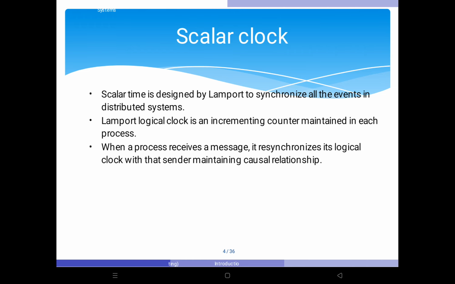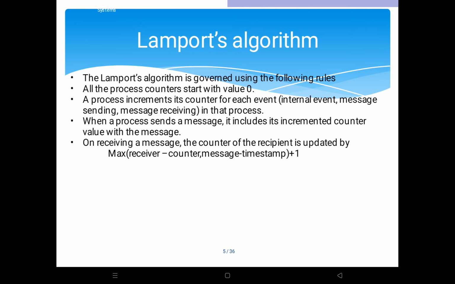What do you mean by scalar clock? A scalar time is designed by Lamport to synchronize all the events in distributed system. A Lamport logical clock is an incrementing counter maintained in every process. When a process receives a message, it resynchronizes its logical clock with that sender, maintaining causal relationship. Now we are going to see Lamport algorithm for scalar clock.